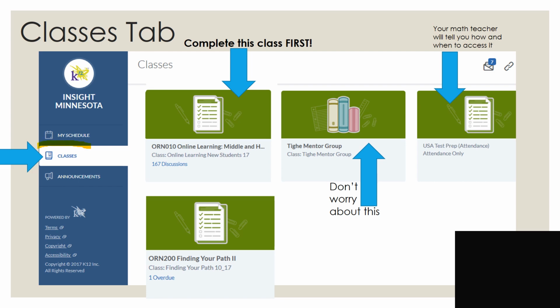The next tab I'm going to go over is the Classes tab. These will show all of the classes that you are enrolled in. Your science, math, English, anything like that is going to show up in this Classes tab. You will see a few other tabs when you are first getting started with us. One of the most important ones is this online learning course. This is the very first course that you need to complete. It should only take about 20 minutes, and it's going to help you navigate your student account.